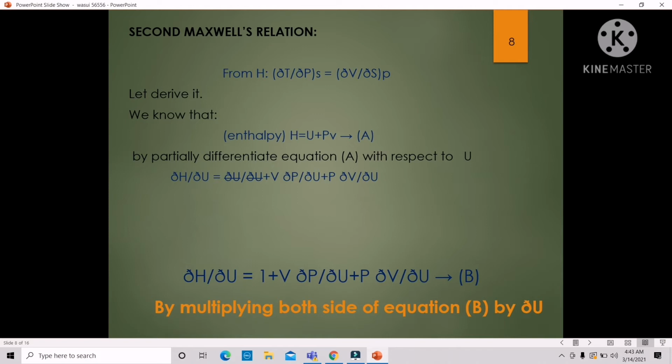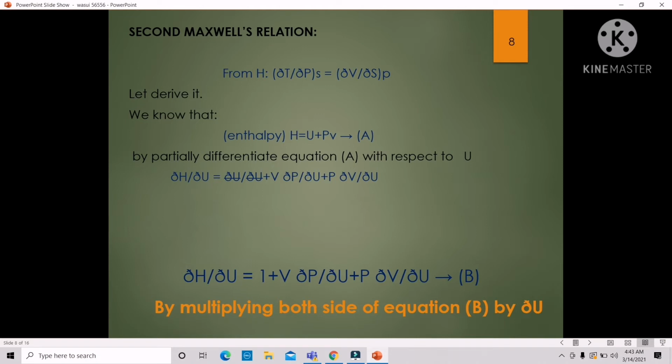We have one independent variable, so we partially differentiate equation A with respect to U, because U is independent. So change in enthalpy with respect to change in internal energy, and change in internal energy with respect to change in internal energy, plus, using the product derivation, keeping V constant, change in pressure with respect to change in U, and keeping P constant, change in volume with respect to change in internal energy.